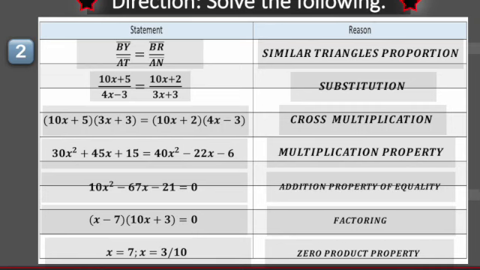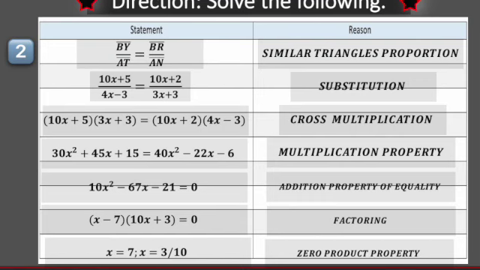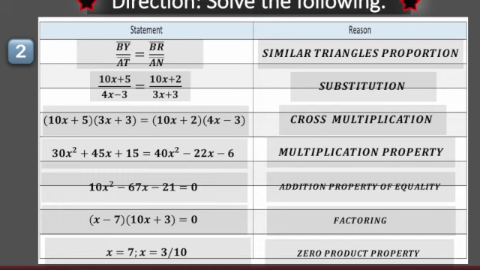And if you have noticed, this is a trinomial. Is it possible to factor this out? Because that would be the next reason. Yes, it's factorable, and the factors are (x minus 7) multiplied by (10x plus 3) equals 0. Using the zero product property, we get the value of x. The values of x are x equals 7 and x equals 3 over 10. So, that's it. There you have it.